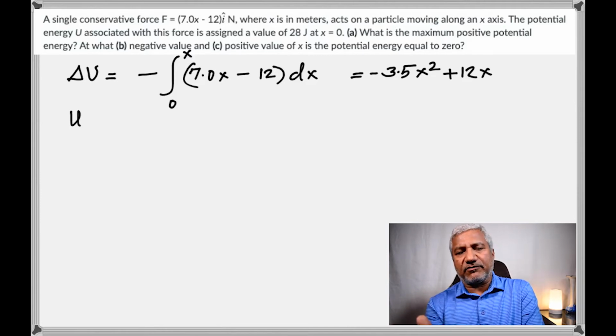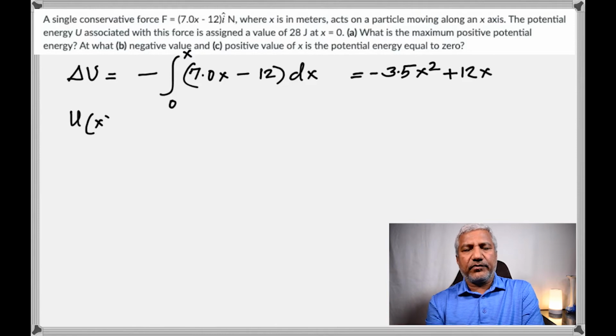Because it's 7.0 x squared by 2, right? Negative 3.5 x squared plus 12x, 12 dx. The integral of 12 dx is 12x. So that's what we get when you substitute the limits.